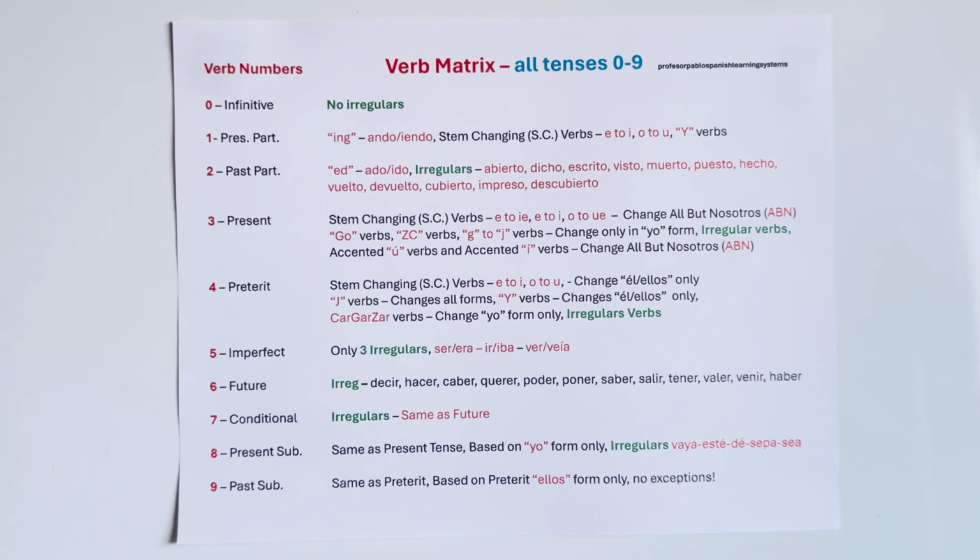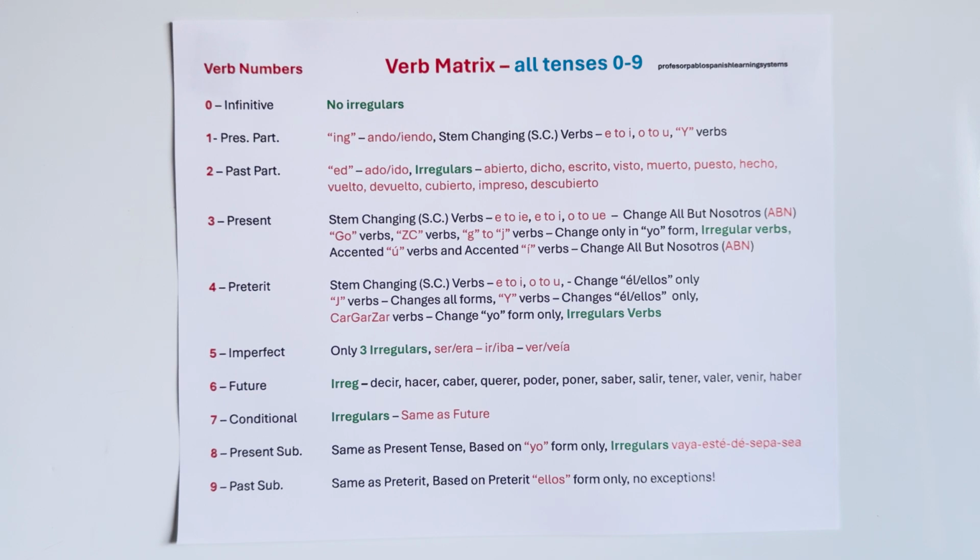Spanish is easy, and I'm showing you this to show you that this is our globe. This is the world map. This is our universe. It's all right here on one sheet of paper. Past subjunctive, same as the preterite. If you know the preterite, you know the past subjunctive. How do you conjugate in the past subjunctive? All you do is you take the ellos form. There are no exceptions.